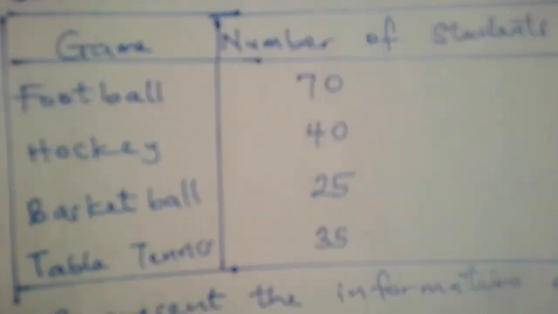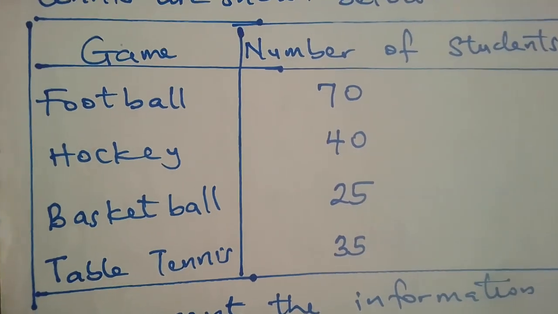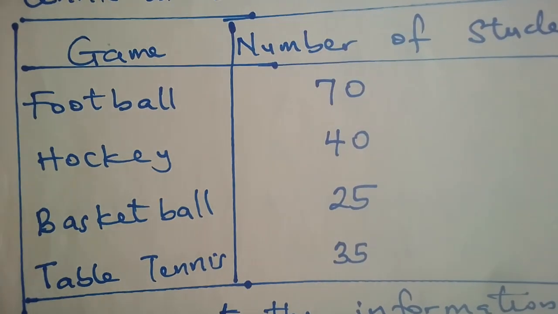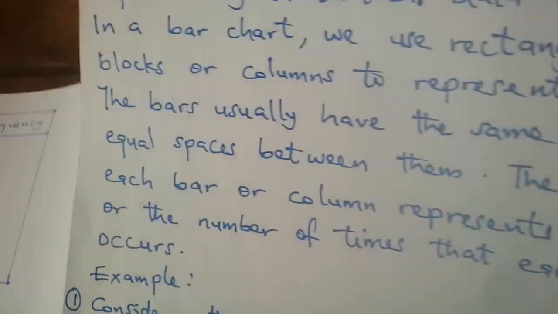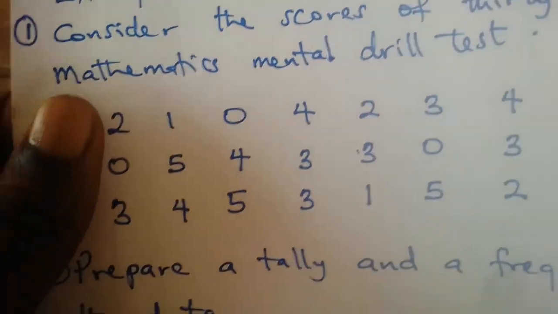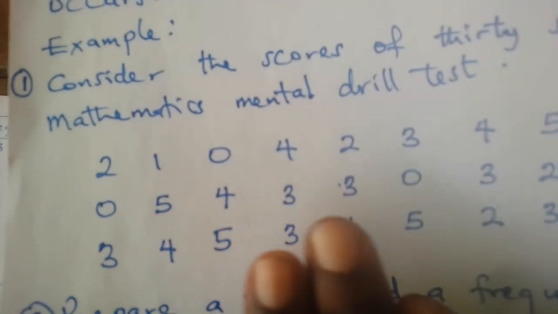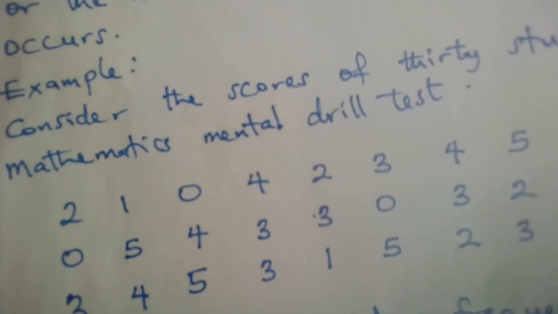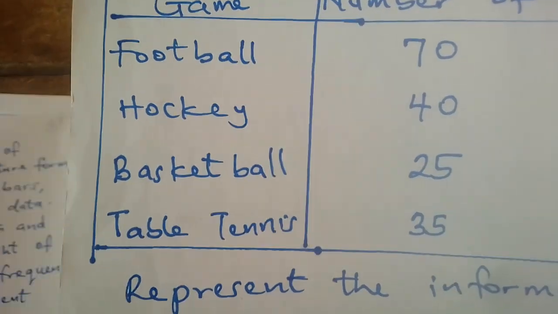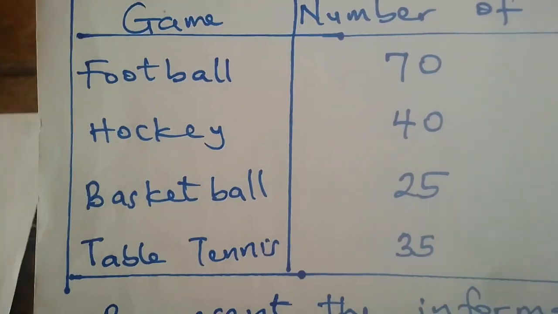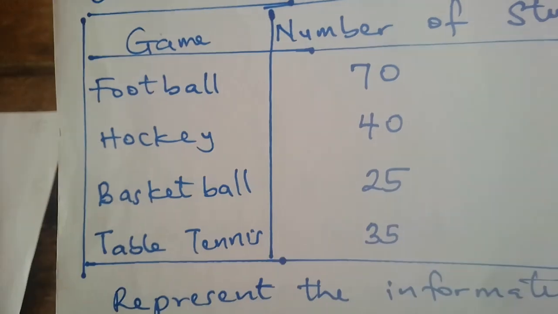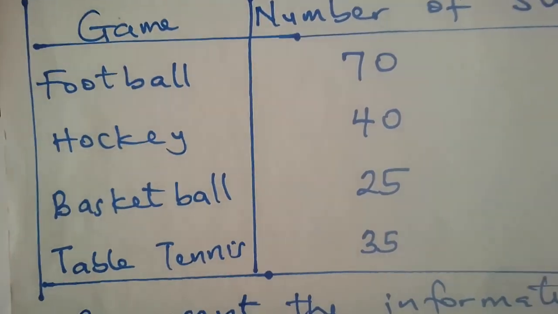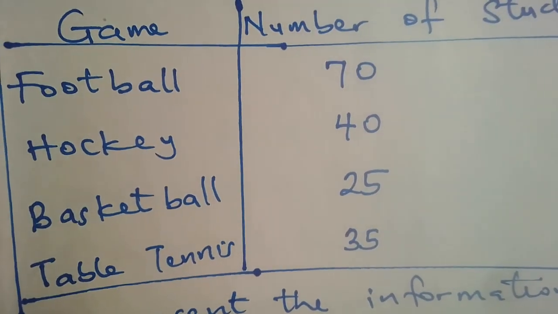Now, if you check from this table, you will realize that it's different from the first question. In the first question, we were given raw data. Now, with that data, the first thing you must do is present it in a table for us to be able to draw the bar chart. But in this type of question, we are only given the table straight. So this question has made it easier for us already. So it will be easier for us to represent this on a bar chart.